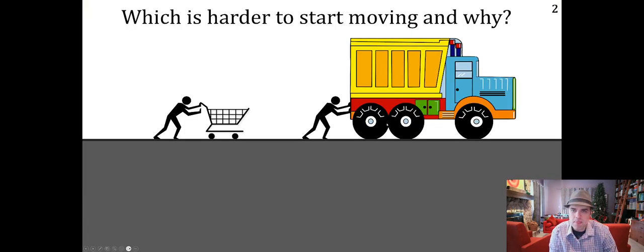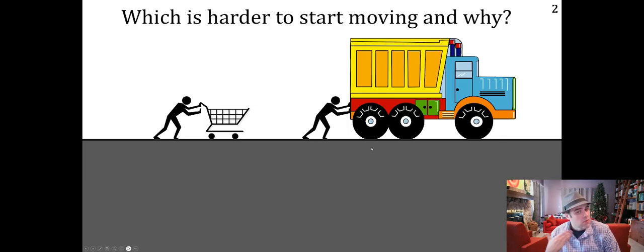Let's jump right in. So I wanted to start with a thought experiment here. We have two people. One person is pushing a shopping cart and the other person is pushing this big dump truck. Now let's assume that the wheels in both of these are very frictionless, and so we're not to worry about any drag or anything here. Which one of these is harder to start moving and why?